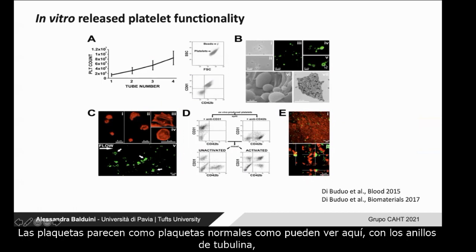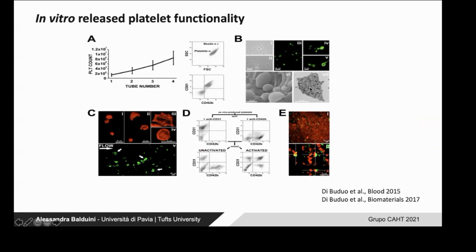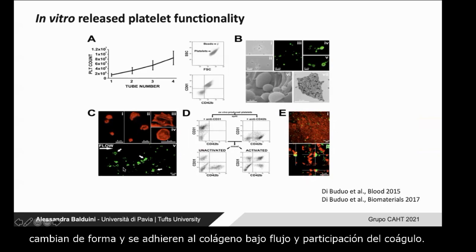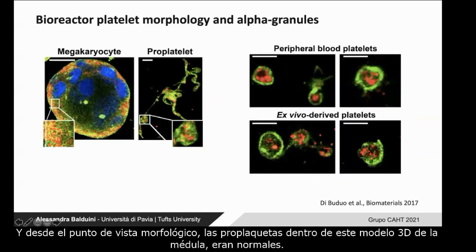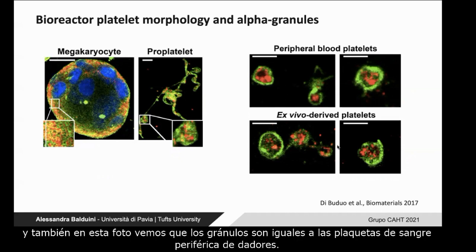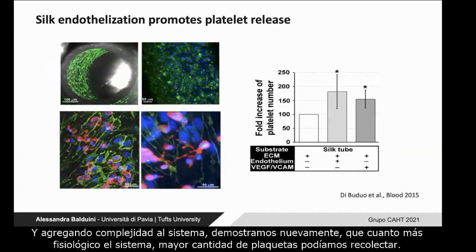As you can see here with the tubulin ring, they expressed, they had granules inside, and they show some functionality in vivo, shape change, adhesion to collagen under flow, and participation to the clot. And from a morphological point of view, proplatelets were normal inside the 3D bone marrow model, and they showed granules. And as you can see in this picture, the granules resemble the ones that we observed in normal peripheral blood platelets from donors.